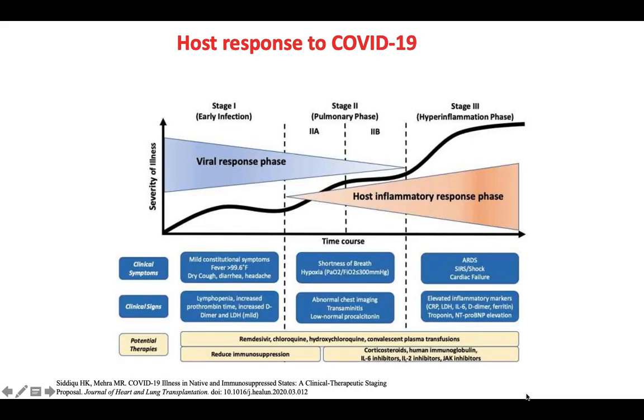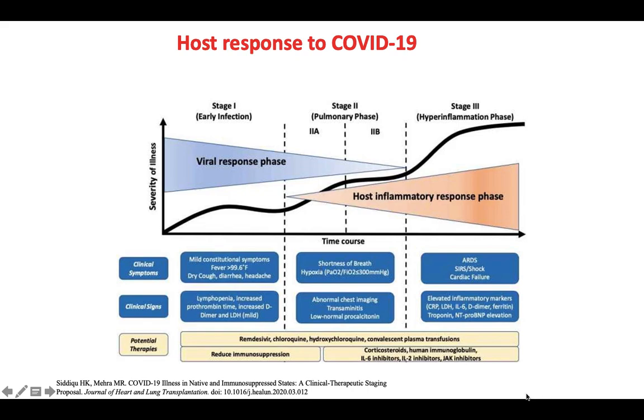When you see the host response to this COVID-19, the entire thing can be divided into a viral response phase and a host inflammatory response phase. In the initial first stage, which we call early infection, most of the time patients will have some prodromes like myalgia, headache, dry cough, and fever. Later, when they move to a frank pulmonary phase, they can have acute onset of breathing difficulty. They can manifest with hypoxia, with a low oxygen saturation, with a low PF ratio.